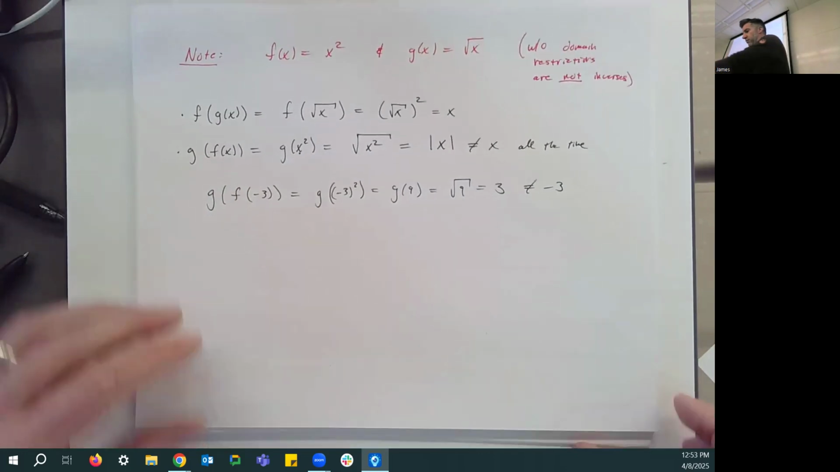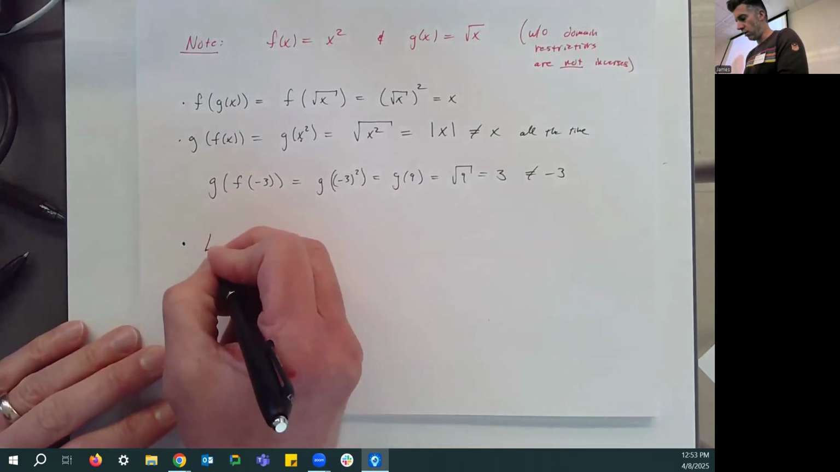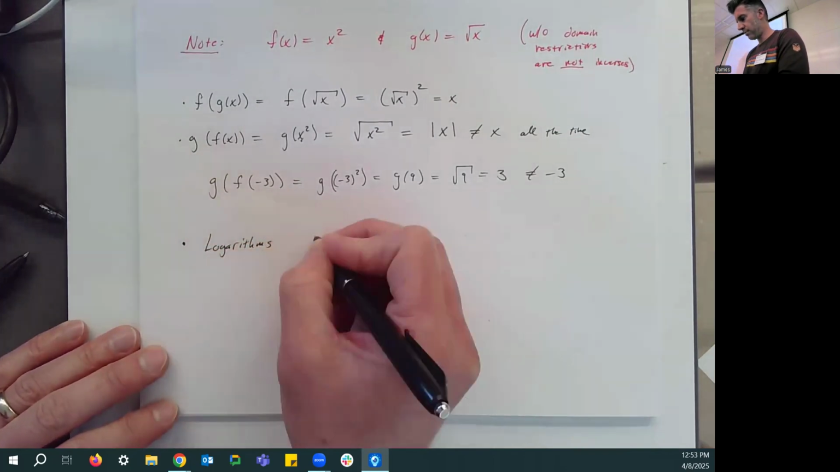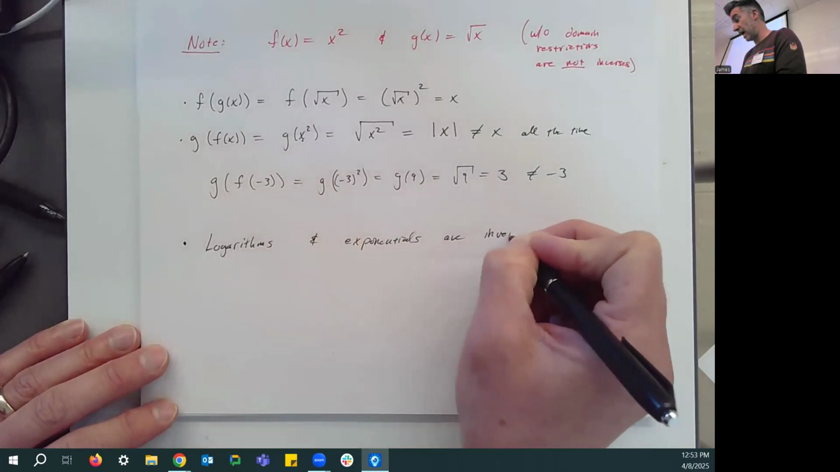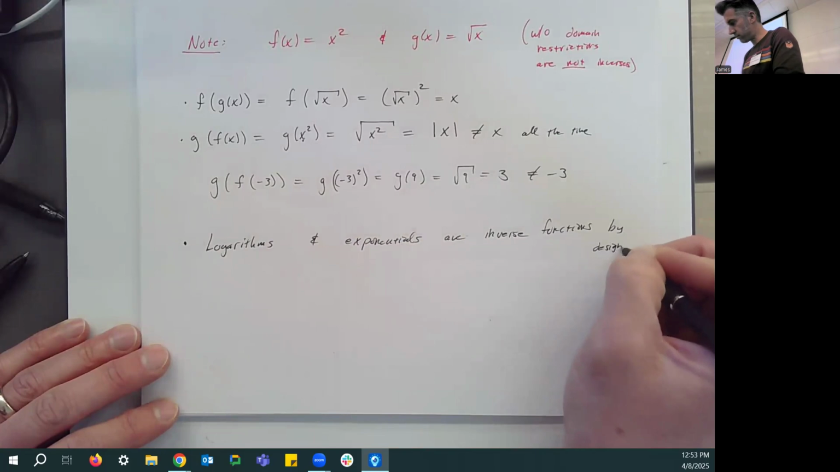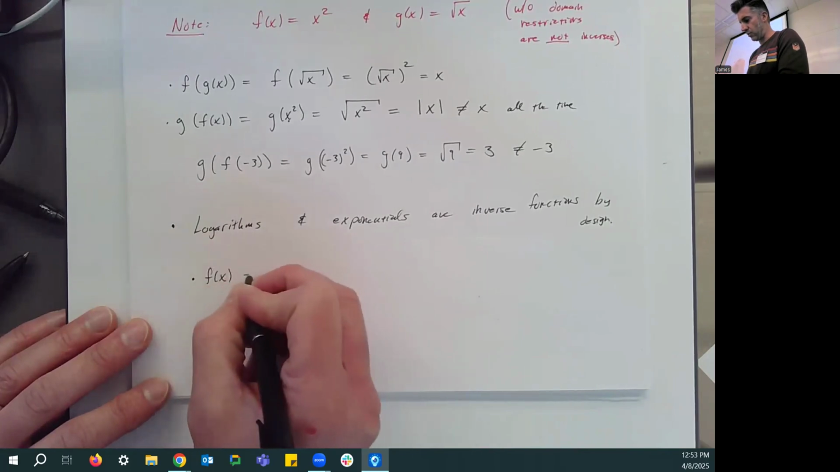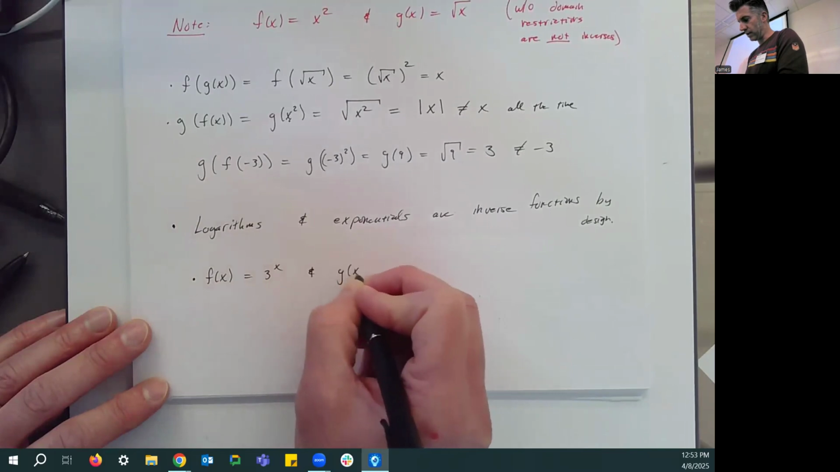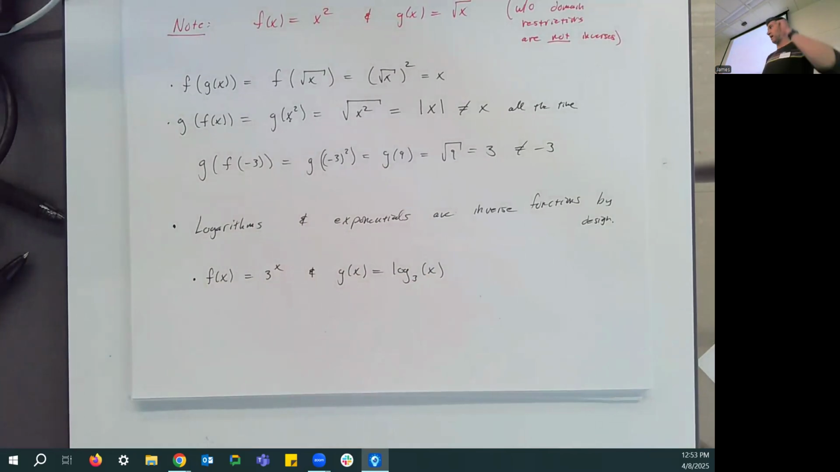All right. So the last pair of inverse functions I wanted to mention are the logarithmic and the exponential functions. So logarithms and exponentials are inverse functions by design. For example, f of x equal to 3 to the x and g of x equal to log base 3 of x exactly undo what the other one does. And really, that is the word I would like you to associate with inverse functions, is they undo each other. One of them does something, the other one undoes it.